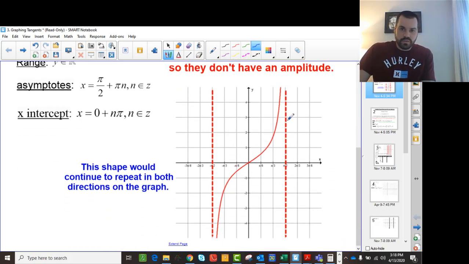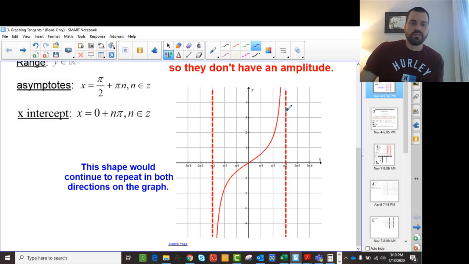So at pi over 2, there's a vertical asymptote. And that's probably new to you. Probably haven't seen that on a graph before. So it just means that you can't get there. It goes up to infinity, but it never crosses that vertical asymptote. And the reason it's happening is because you're dividing by 0. Okay.